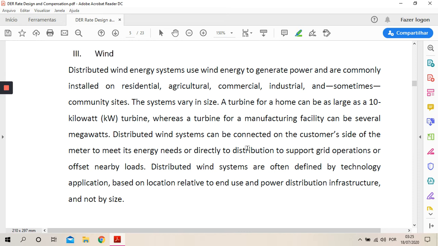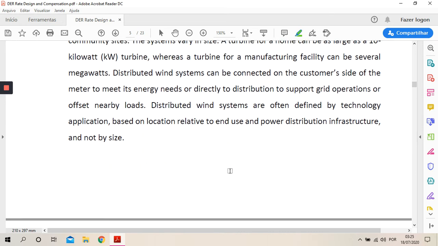A turbine for a home can be as large as a 10 kilowatt turbine, whereas a turbine for a manufacturing facility can be several megawatts. Distributed wind systems can be connected on the customer side of the meter to meet its energy needs, or directly to distribution to support grid operations or offset nearby loads. Distributed wind systems are often defined by technology application based on location relative to wind use and power distribution infrastructure, and not by size.